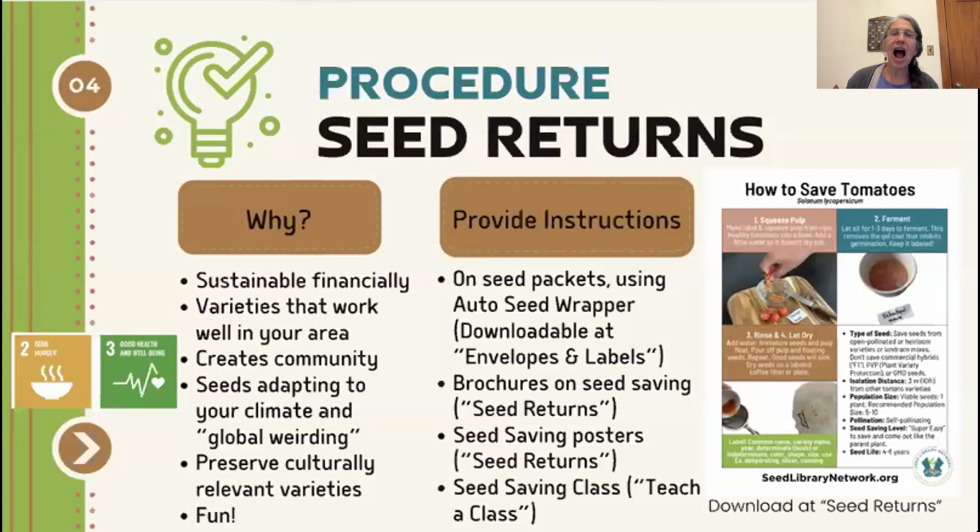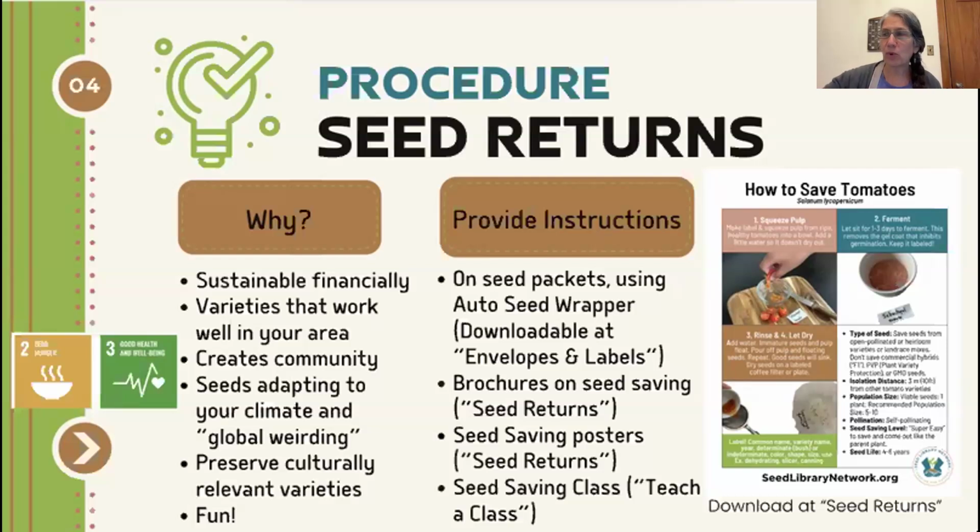However, if you want to get those seed returns, you need to have multiple exposures. Back to being a teacher, I don't know how many times I have to give the same instructions over and over again to get the desired results or the information that I want from a student. And the same thing goes with the public audience. You're going to need to repeatedly give them information, whether it's on social media, whether it's signage in your library, whether it's a class.